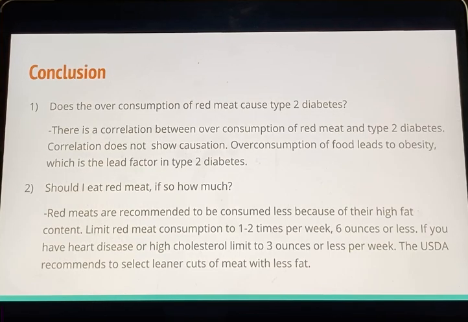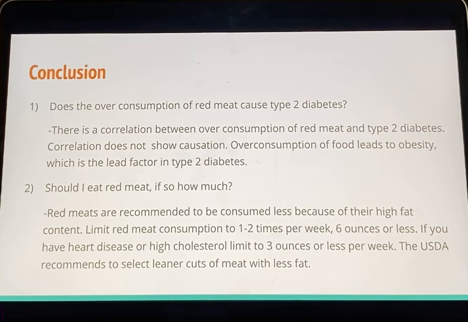Conclusion. Does the overconsumption of red meat cause type 2 diabetes? There is a correlation between overconsumption of red meat and type 2 diabetes. Correlation does not show causation. Overconsumption of food leads to obesity, which is the lead factor in type 2 diabetes. Should I eat red meat?